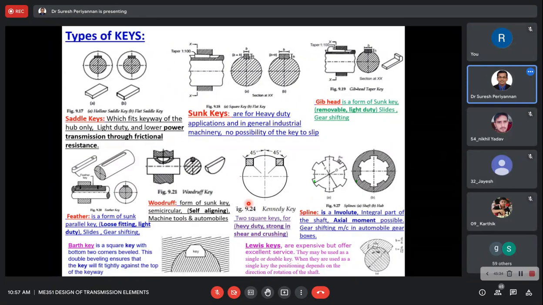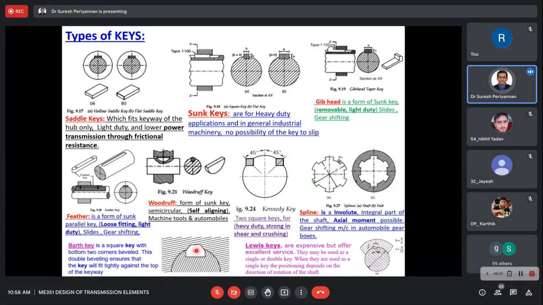Now you may expect this type of question in the objective. Splines are an integral part of the shaft, and axial movement is possible. This is especially used in the gearbox for shifting the gears. Now this is the berth key. Any two corners of the key are beveled. This type of key is the berth key.